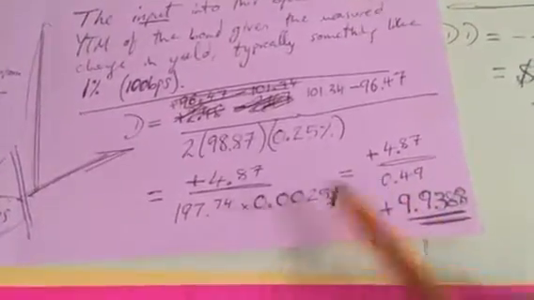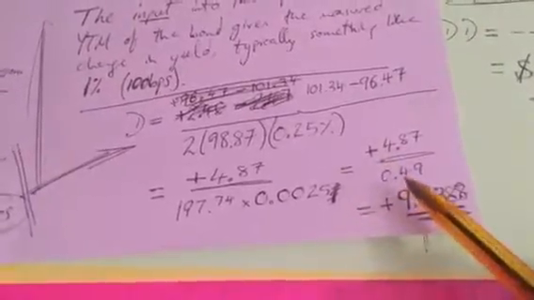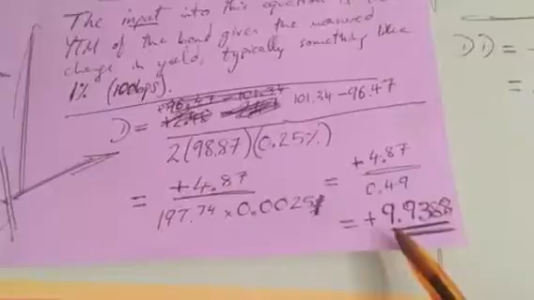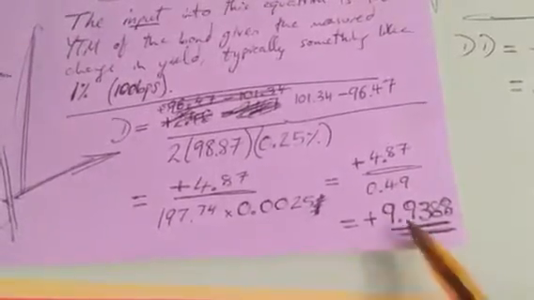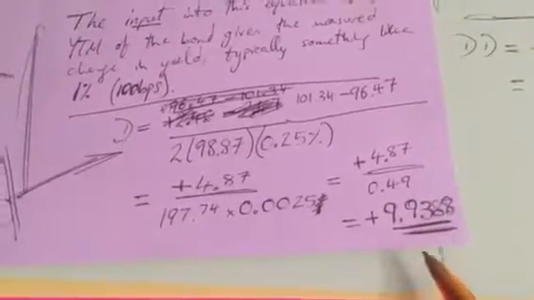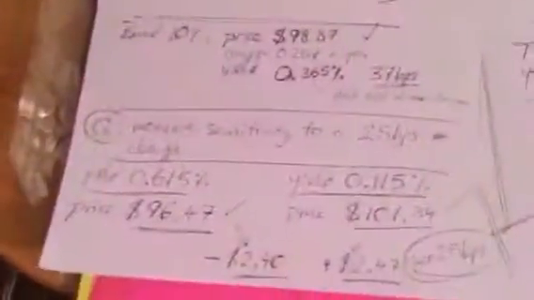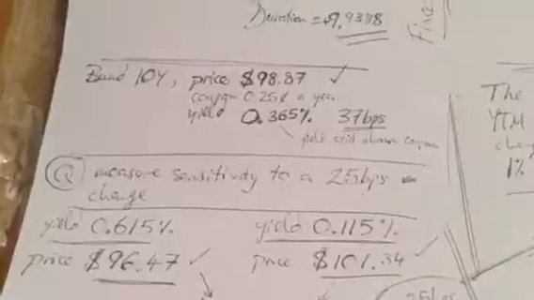And that is equal to $4.87 over 0.49. And dividing by a fraction gives us an augmented value. And we can see here that the equivalent zero coupon maturity would be 9.9388 years. So that's the zero coupon bond, which has the equivalent duration to the 10-year bond with these characteristics.